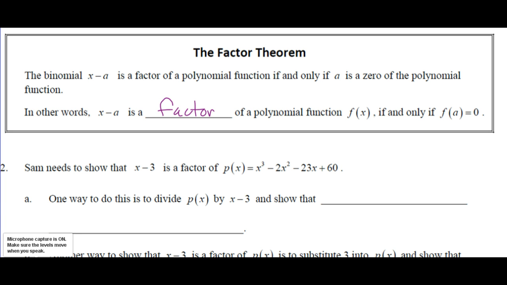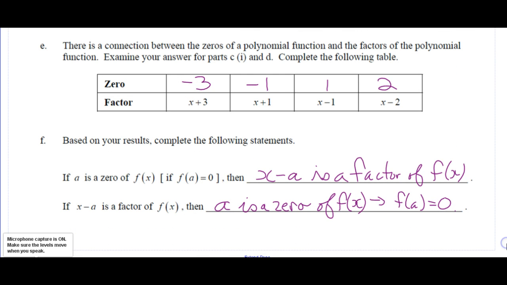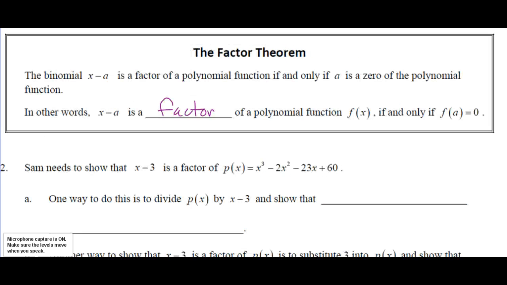So when you're looking at a biconditional, that's if and only if. It says x minus a is a factor of f if and only if a is a 0. Then you read it as if x minus a is a factor, then a is a 0. And then if a is a 0, then x minus a is a factor. That's how you can put it into the two separate statements which were down here. If a is a 0, then x minus a is a factor. If x minus a is a factor, then a is a 0.